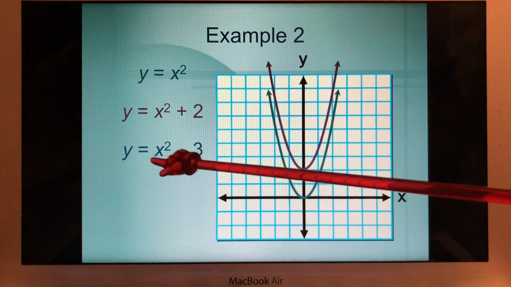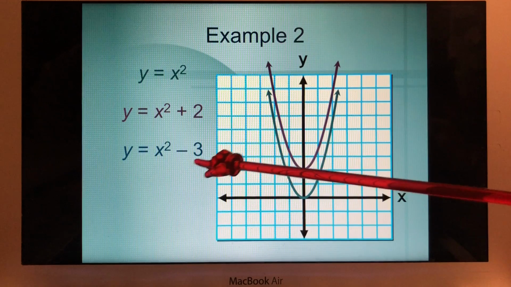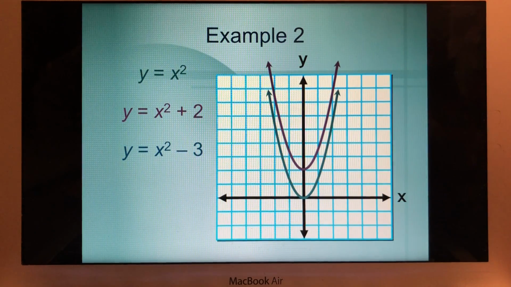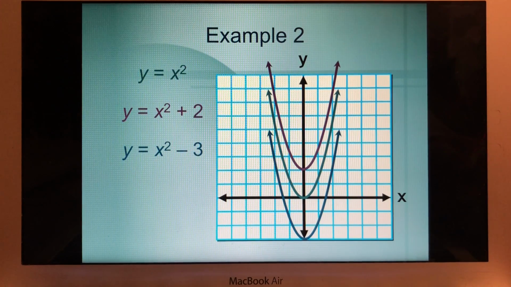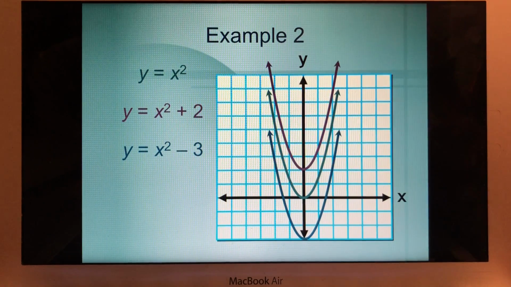Now, if y is equal to x squared minus 3, this minus 3 is going to tell us where the vertex is going to be, and that's going to be at the negative 3 point. So there are the three graphs for each of these functions here.